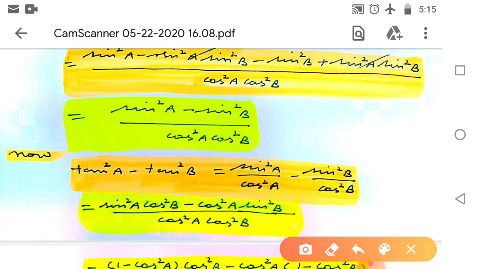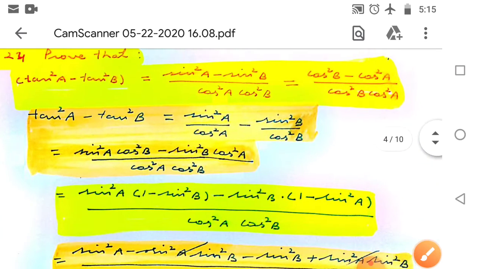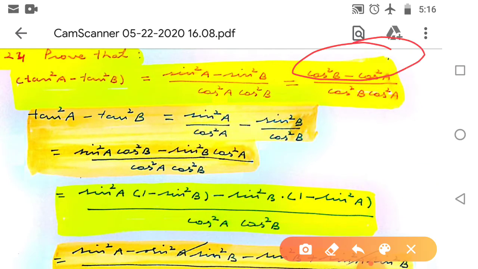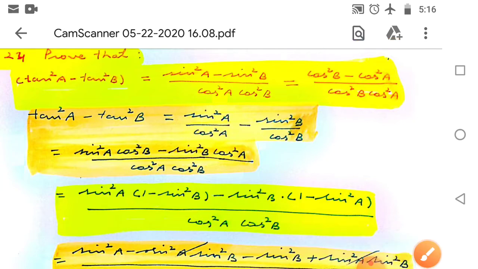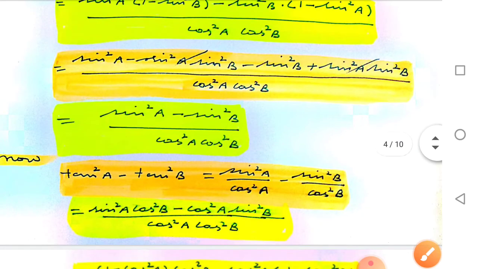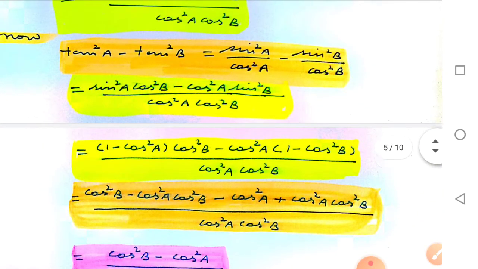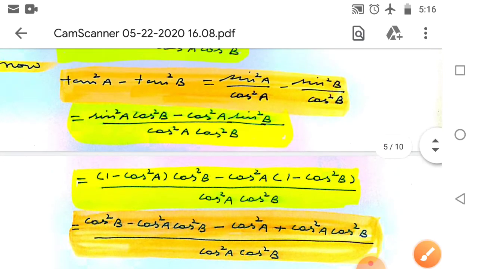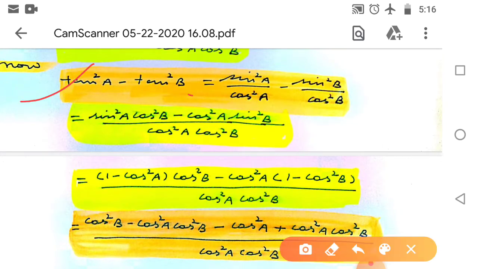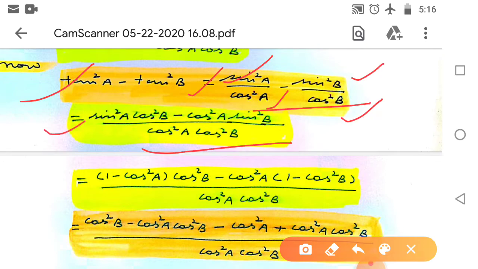Now come to the next part. Now we have to start with this and we have to reach where, look at here, in the numerator we have cos square A and cos square B. So it is simple again. So tan square A minus tan square B, convert into sine and cos, that is sine square A upon cos square A minus sine square B upon cos square B, take the LCM as cos square A cos square B. So numerator becomes sine square A into cos square B minus cos square A into sine square B.